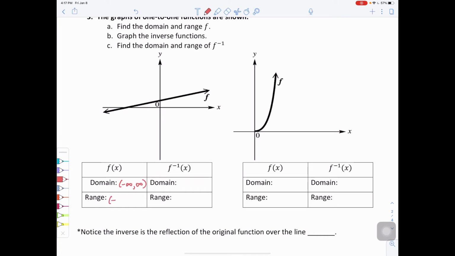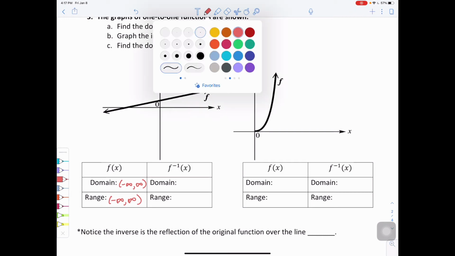And our range is also all reals. Now, we do have a one-to-one function. This passes the horizontal line test, which we covered before, that we had to have a one-to-one function. But now let me show you a little bit.